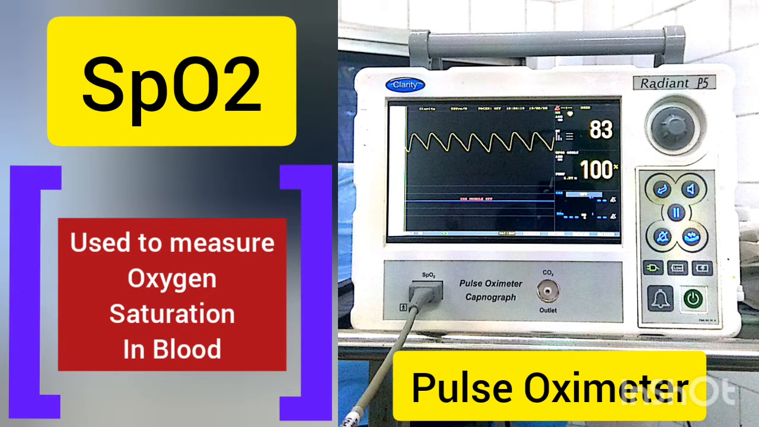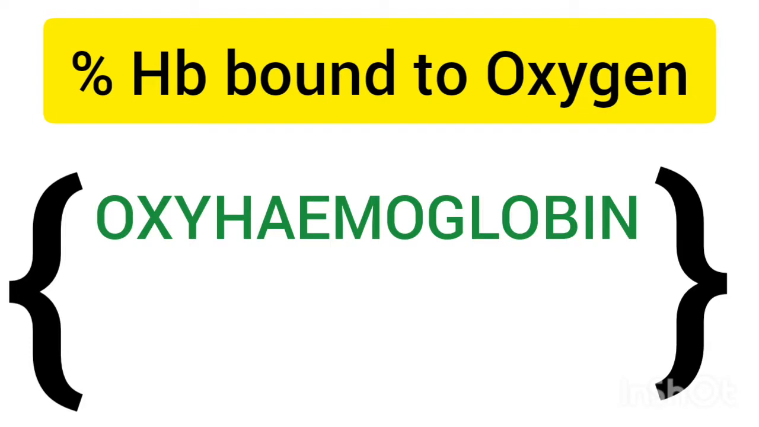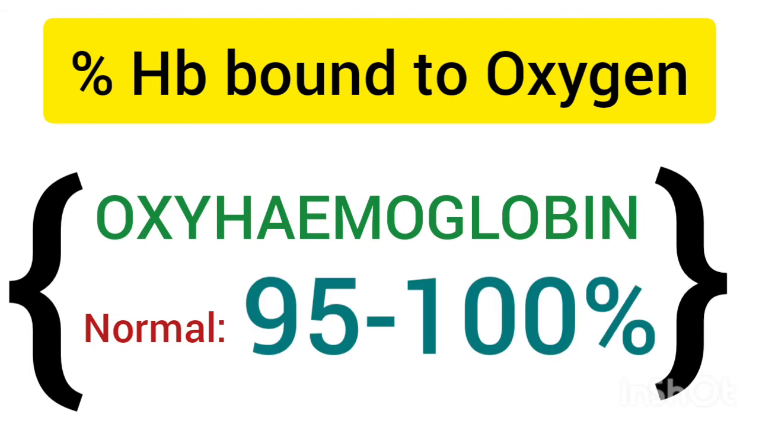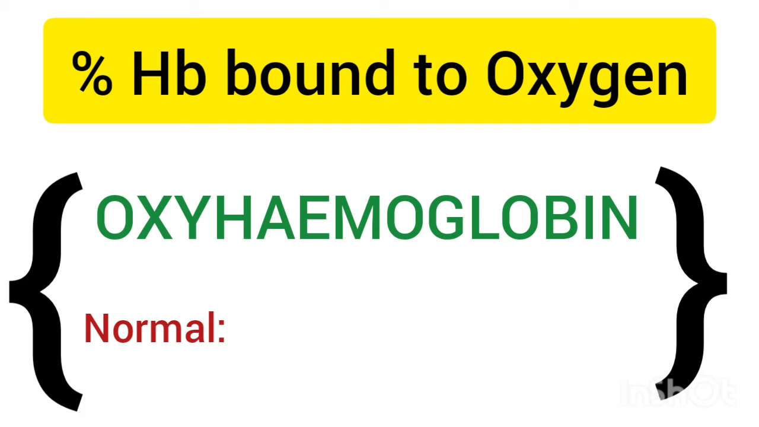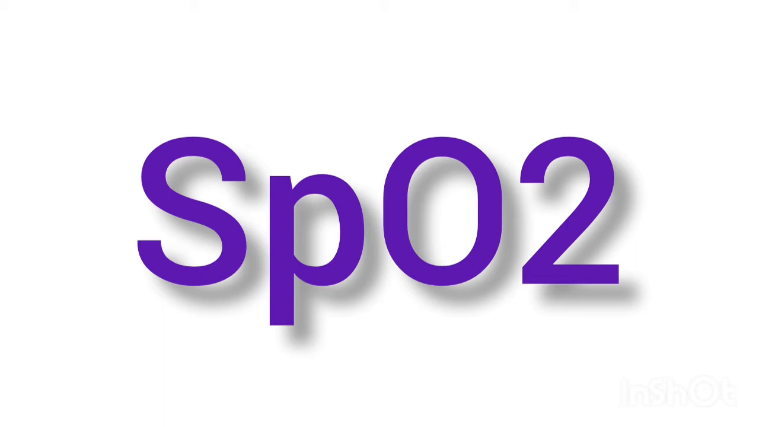Pulse oximetry is used to measure the oxygen saturation in blood, or more specifically, the percentage of hemoglobin bound to oxygen. So, it is expressed in percentage. The normal arterial blood oxygen saturation levels in humans are 95 to 100%. Pulse oximetry reading is also expressed with the acronym SpO2.